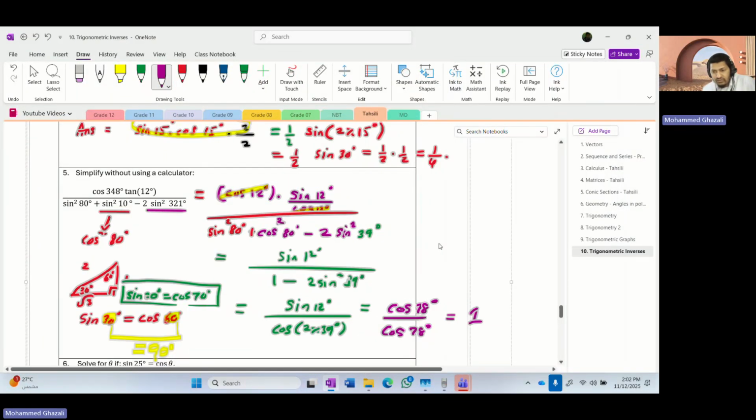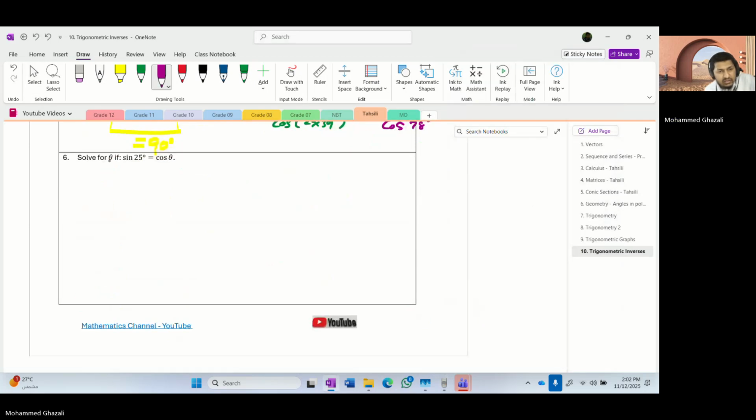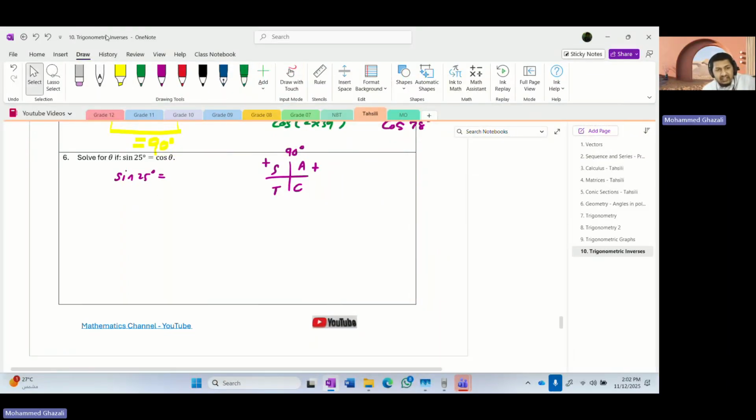Moving on to the next question. Solve for theta if sine 25 is equal to cos theta. So we are going to use co-ratios, right? So we're going to say sine 25 is equal to, where is sine positive? So on the CAST diagram, sine is positive in the first and second quadrant, so that's 90. Now, we are solving for theta, sine 25.